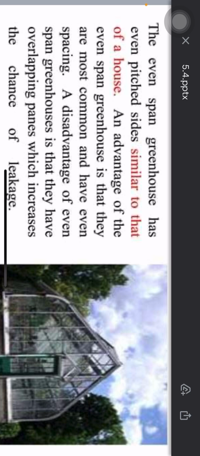We can cultivate any crops. In an open field, diseases spread from one plant to another, and pest attack is similar from one field to another. But in a polyhouse, the benefit is that we do not experience such things from the outside, and inside we take special care to maintain the crop for good cultivation. The even span greenhouse has even pitched sides similar to those of a house.